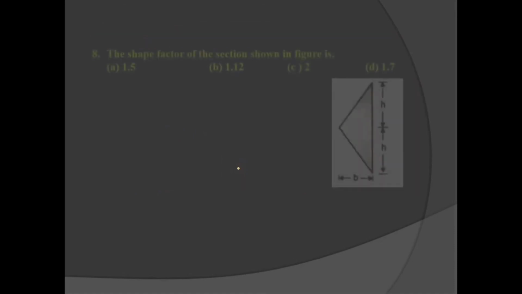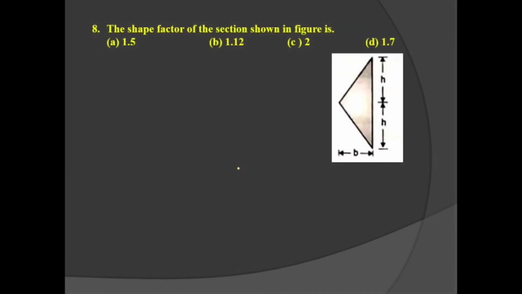The shape factor for the section with a horizontal vertex. Here the upward vertex is not there, the horizontal vertex is there. So for this type of section the shape factor is 2.0, and for the upward vertex it is 2.34. So for this type of section, S is equal to 2.0.